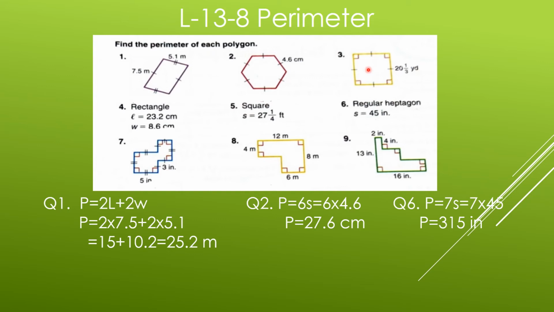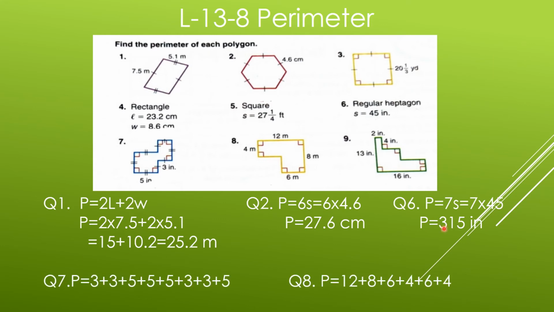In this case, you can see again a regular polygon for question number 6 now. The question number 6 is regular heptagon. 7s, because hepta means 7, heptagon. Regular means all sides are equal. The 7 multiplied by 45. What is the value? 315 inch.